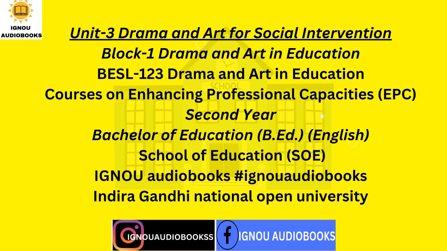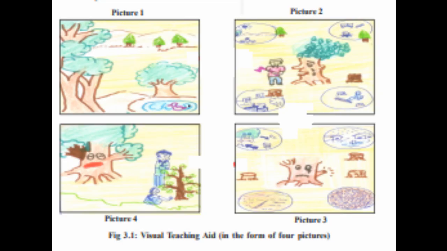3.2 Objectives. After reading this unit, you should be able to explain social and environmental issues through drama and art. Explain local culture through drama and art. Appreciate others' culture through their drama and art. Organize interactions with local artisans. Appreciate role of visiting exhibitions, local fair and local theaters, and explain global culture through drama and art.